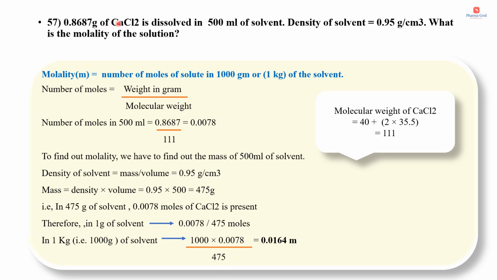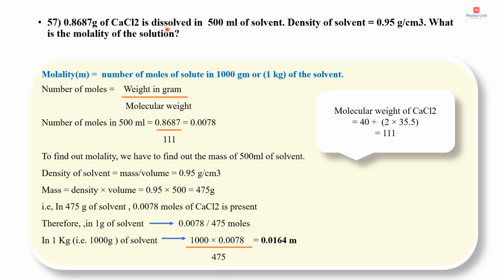Here the substance or the molecule is calcium chloride. The molecular weight of calcium chloride will be equal to sum of atomic weights of calcium as well as the chlorine. So here the atomic weight of calcium is 40 and the atomic weight of chlorine atom is 35.5. Here in calcium chloride, 2 atoms of chlorine are present. Okay, so the molecular weight will be equal to 40 plus 2 into 35.5, that is equal to 111, which is the molecular weight of calcium chloride. So see the question.